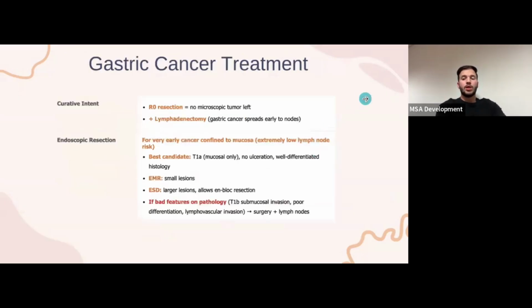Management of gastric cancer is based on the stage. If the tumor is resectable, we can go ahead with R0 resection, which is removal of the tumor and lymph node dissection. We also have endoscopic resection for early gastric cancers that are confined to the mucosa and not beyond it. The best candidates are T1a, those with no ulceration and well differentiated.